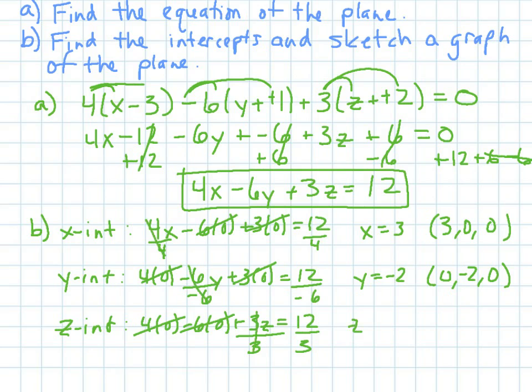That gives me z equals 4. So the point is (0, 0, 4). The other thing they ask is for you to sketch the graph. Okay, so let's do that.